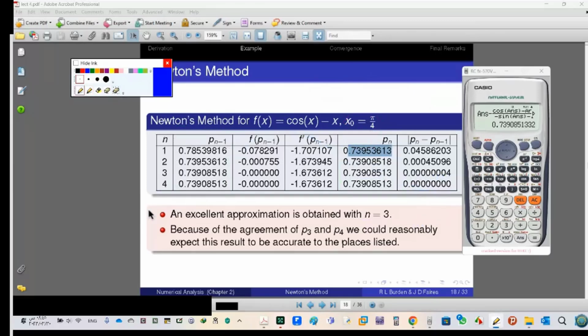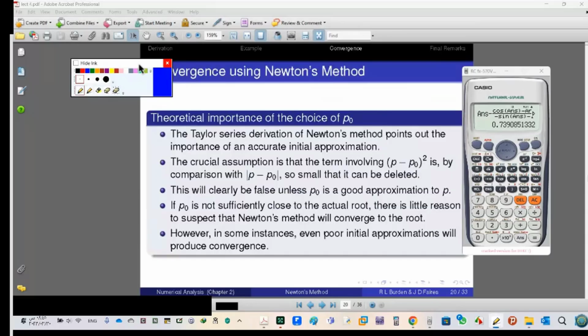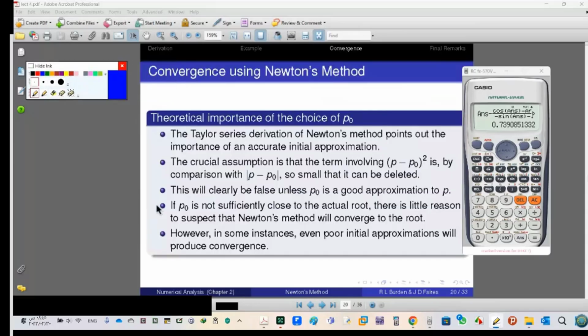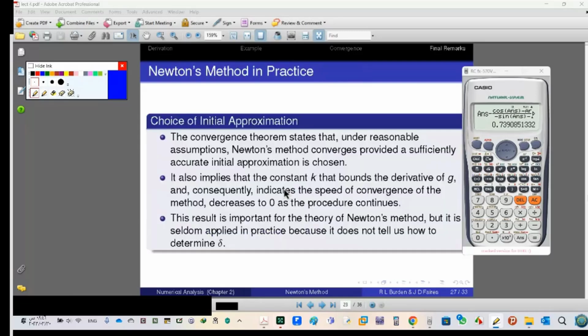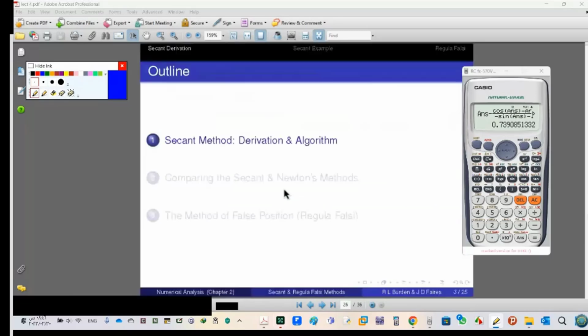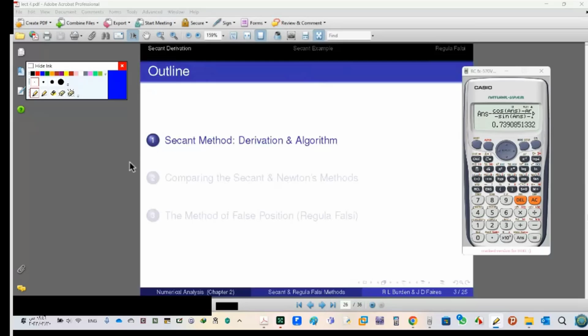Now, another method based on Newton-Raphson is called the secant method. Convergence is about this one. Convergence, that means, yeah, that's a convergence. Another method is called the secant method. The secant method is based on Newton-Raphson.